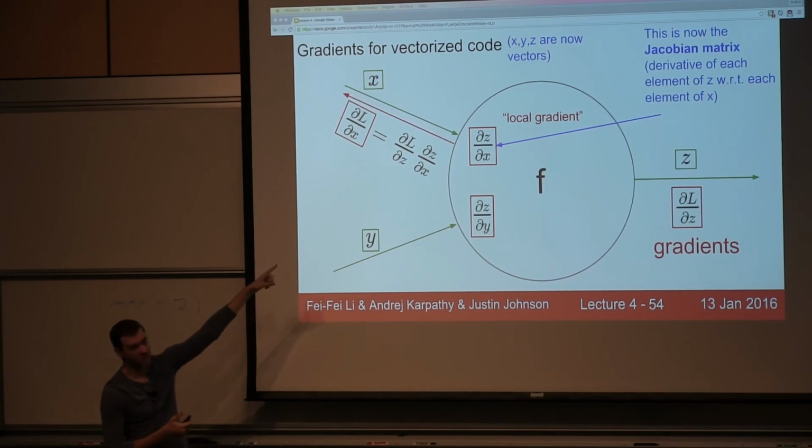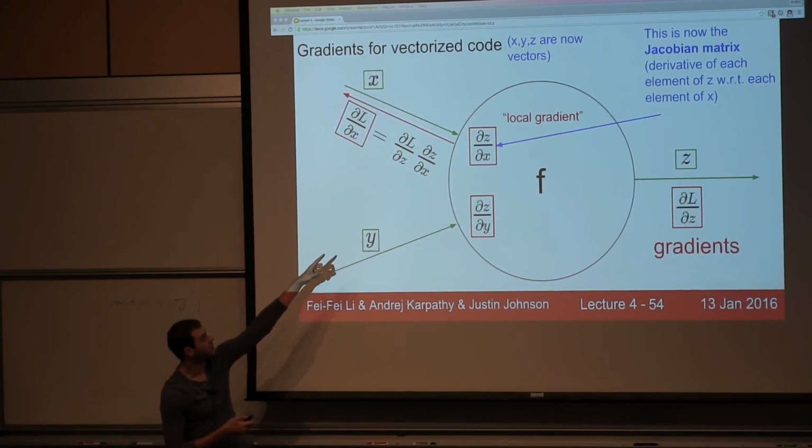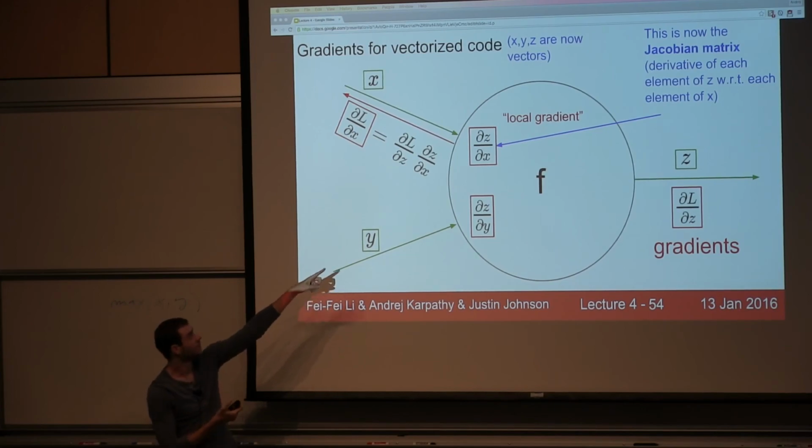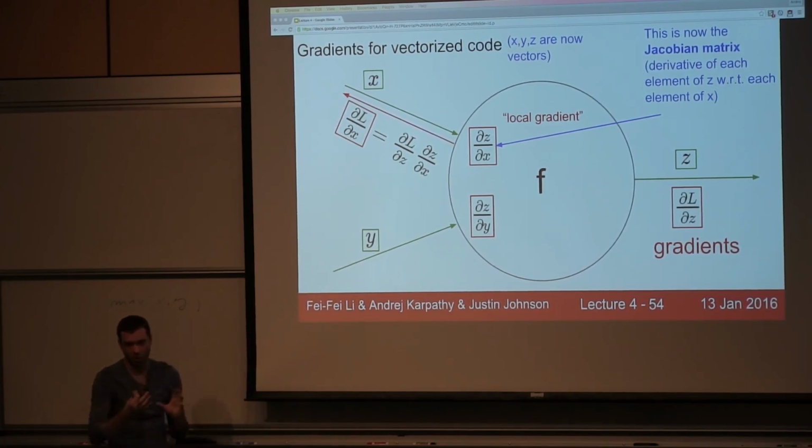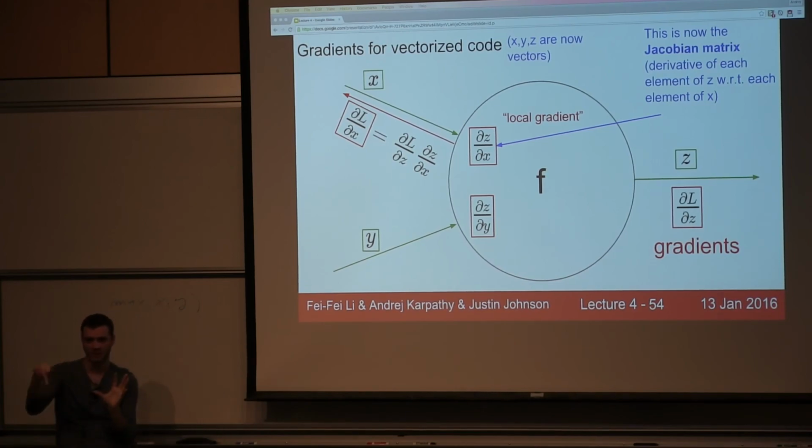And the gradient is the same expression as before, but now, say here, dz by dx is an entire Jacobian matrix, and dl by dz is a vector. So you end up with an entire matrix-vector multiply to actually chain the gradient backwards.